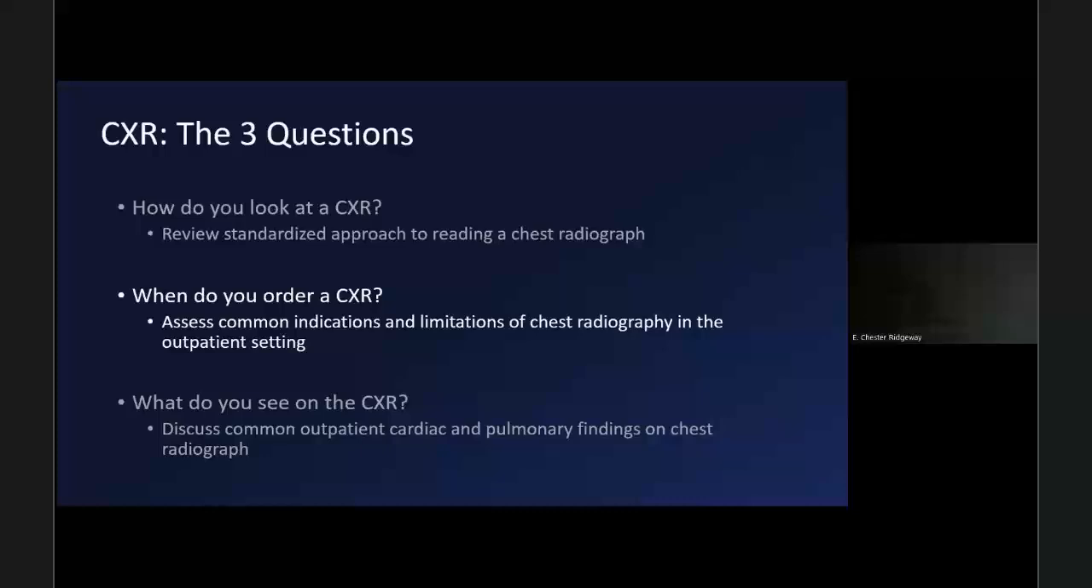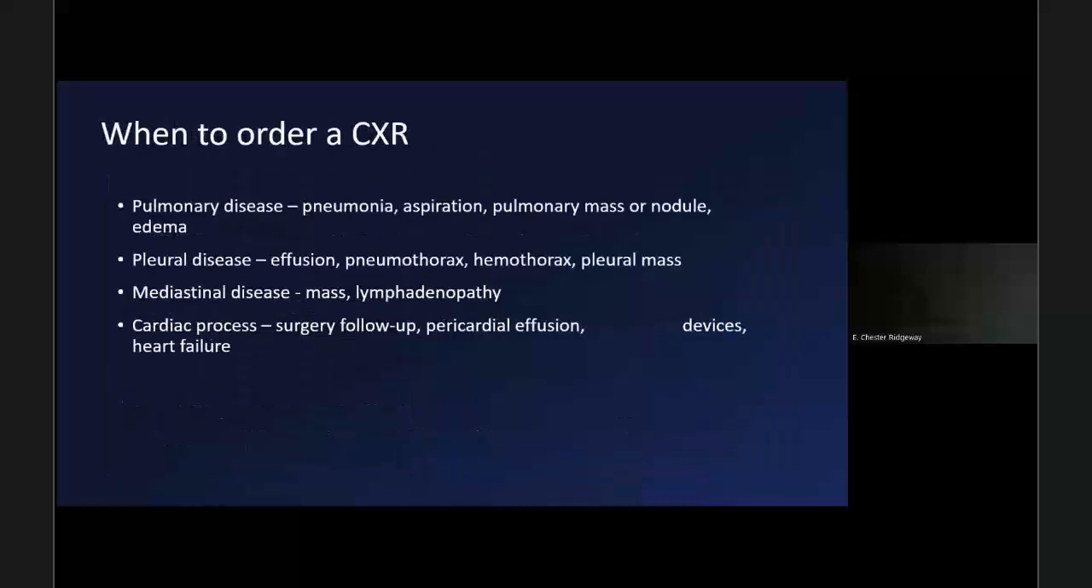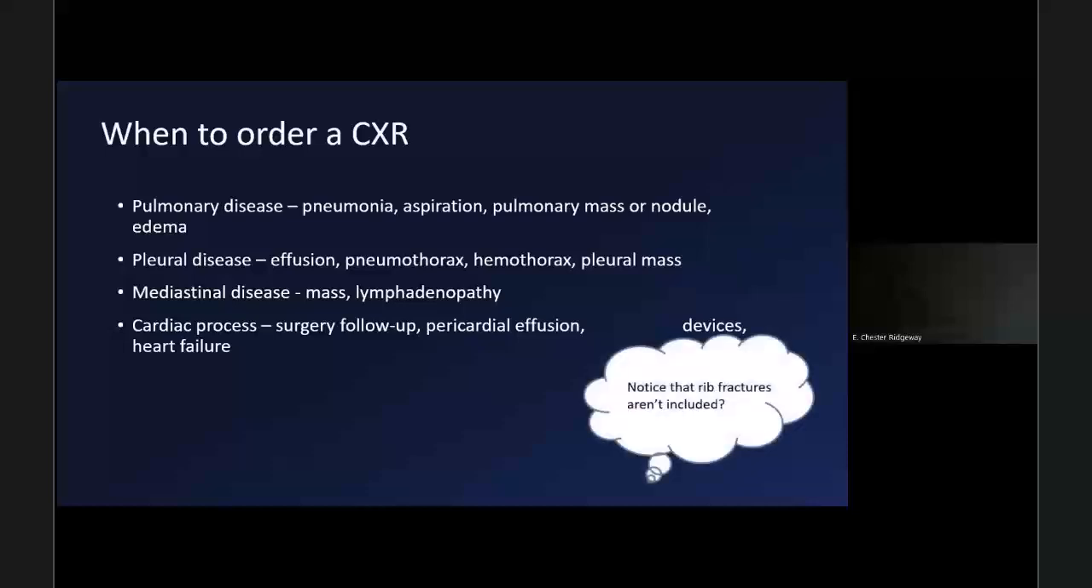Second question, when do you order a chest x-ray? Oh, that is the wrong direction. Okay, so when to order a chest x-ray? You are all familiar with the common indications. If you're looking for any sort of pulmonary disease, pleural disease, a mediastinal process, even cardiac processes, for preoperative workup, pericardial effusion, devices, heart failure, whatnot. Pertinent thing being, I did not mention rib fractures.